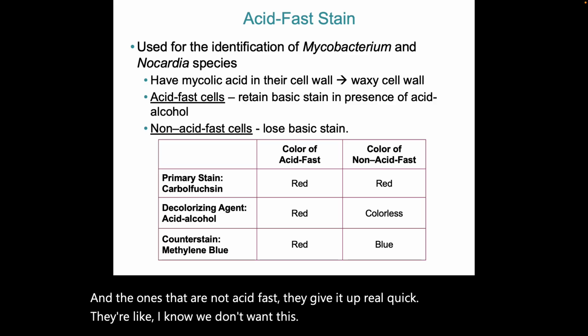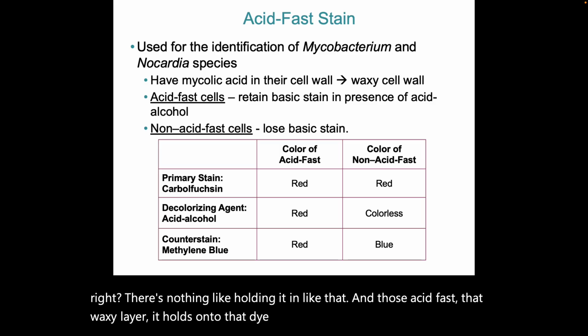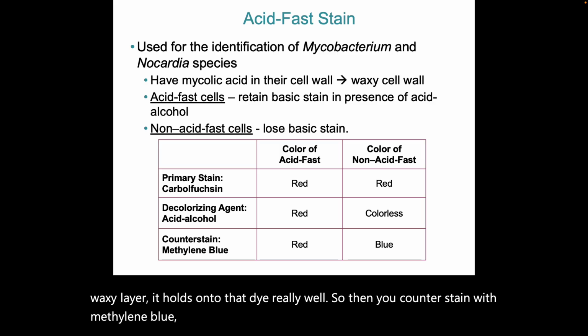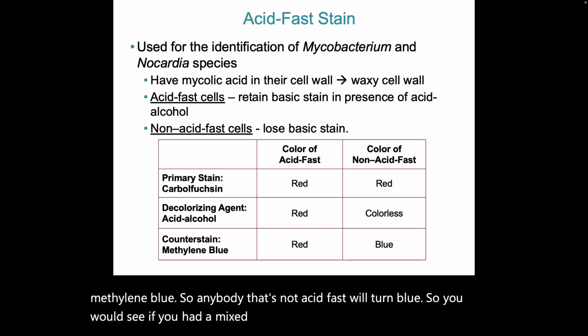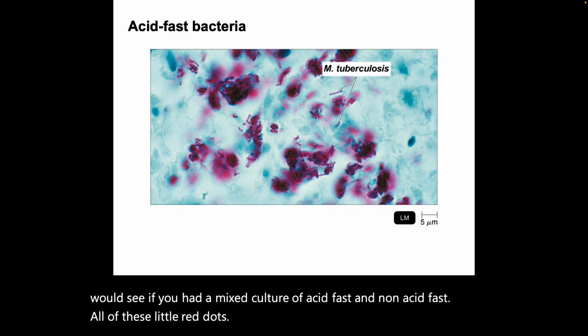Because there's no mordant, right? There's nothing like holding it in like that. And those acid fast, that waxy layer, it holds onto that dye really well. So then you counterstain with methylene blue. So anybody that's not acid fast will turn blue. So you would see if you had a mixed culture of acid fast and non-acid fast, all of these little red dots are Mycobacterium tuberculosis.